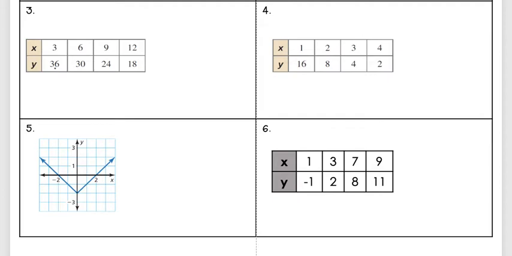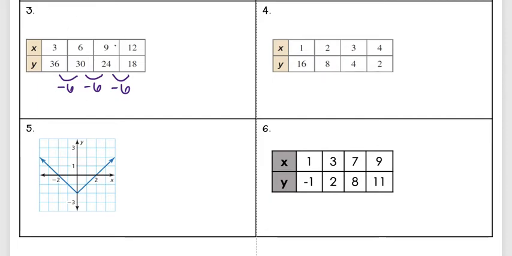So I'm going to start with my y. Okay, well, how do I get from 36 to 30? Well, I subtract 6. 36 minus 6 gives me 30. Well, how about from 30 to 24? 30 minus 6 is 24. 24 to 18, I again subtract 6.